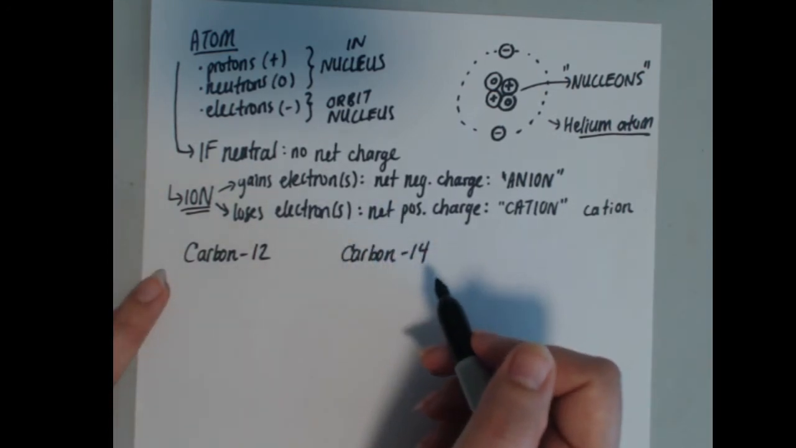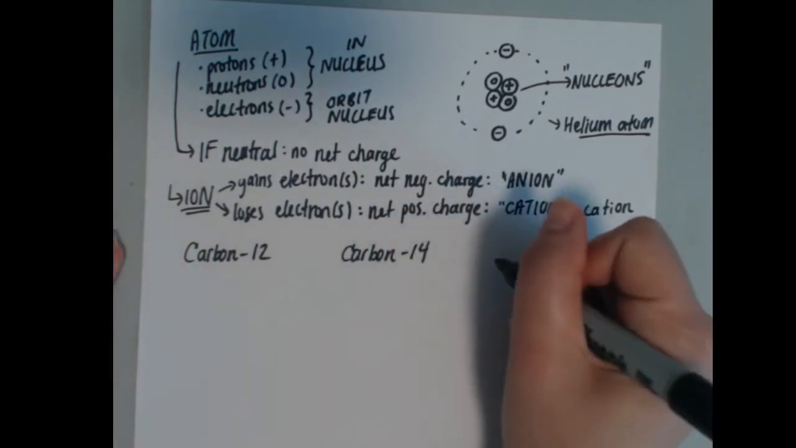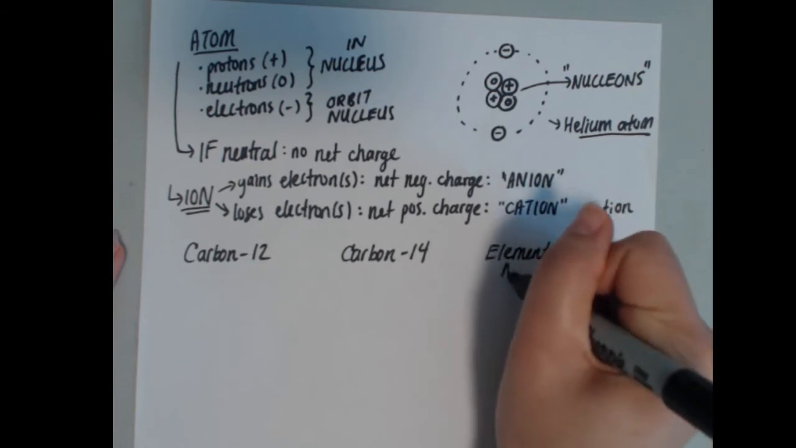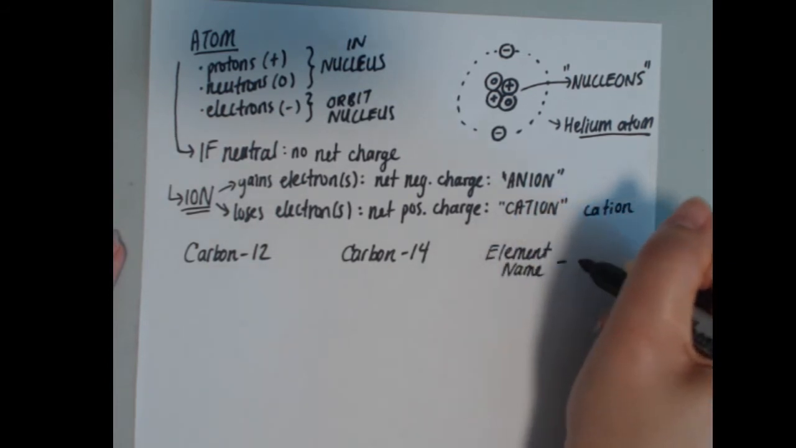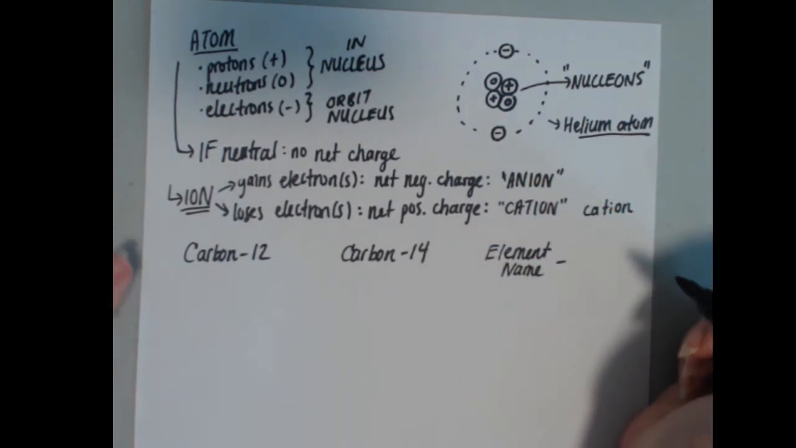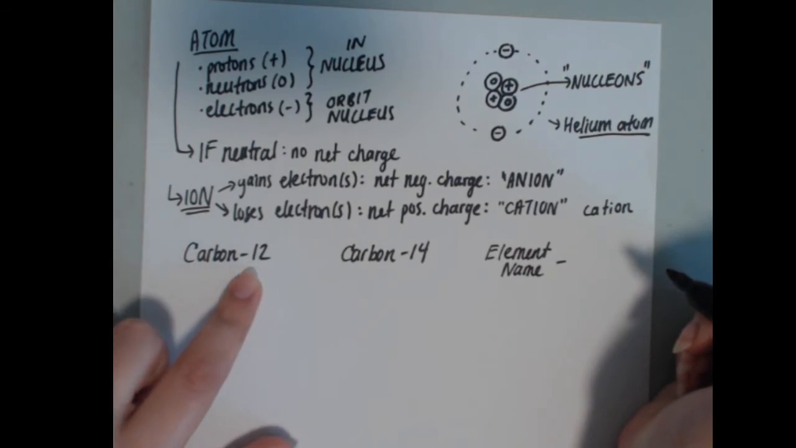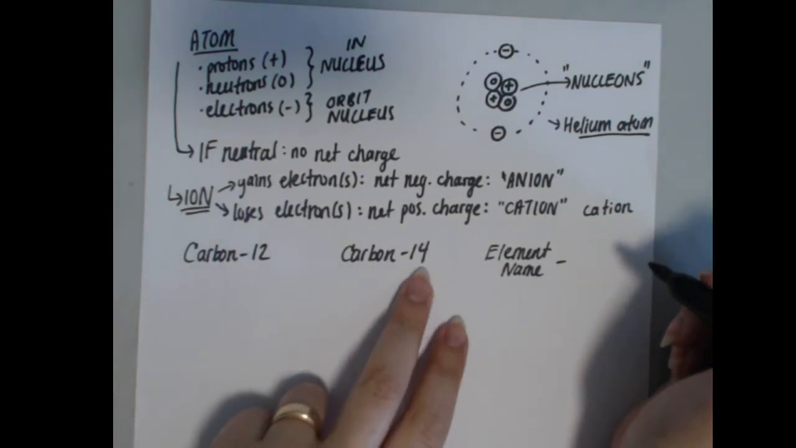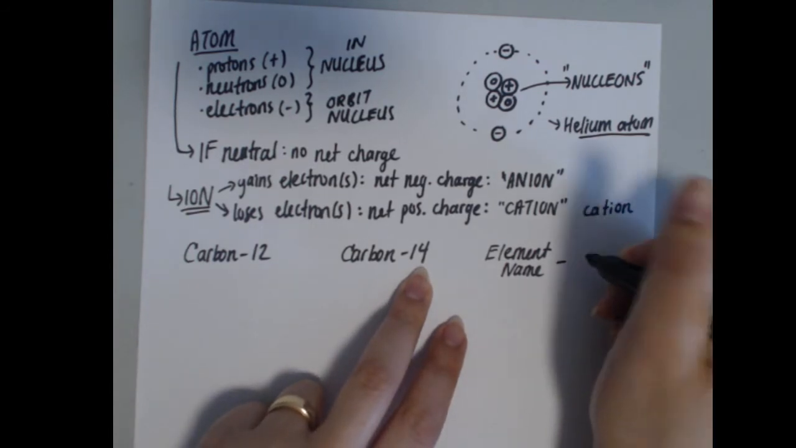Now, I've written these isotopes in a very special way. I've written the name of the element first, and then I put a dash, and then I put a number. Now, carbon, if you were to look it up on the periodic table, you would see that it actually has proton number 6 or atomic number 6. So these numbers are actually the mass numbers. It's the number of nucleons.